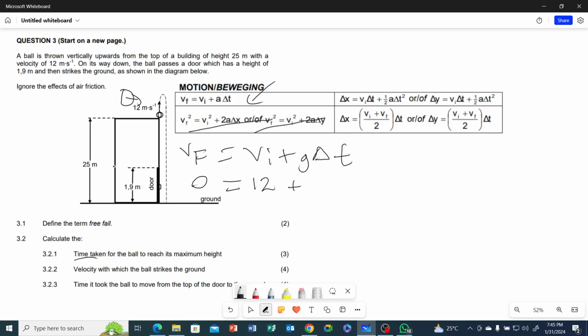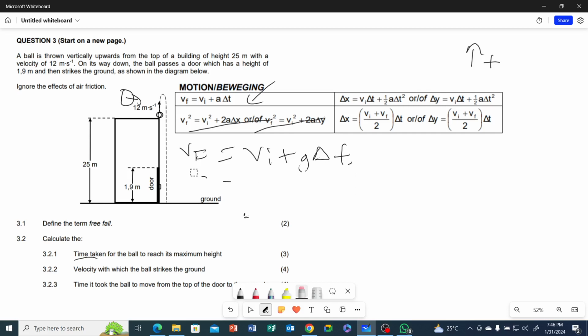When you deal with vertical projectile, you need to select your direction. In this case, I assume upward is positive, so any value that goes downward will be negative. So we have negative 9.8, then our variable delta t, which we're looking for. If you solve for delta t, you'll find that t equals 1.22 seconds. Always your time has to be positive. We don't have negative time in physical science, in fact, in real life for that matter.